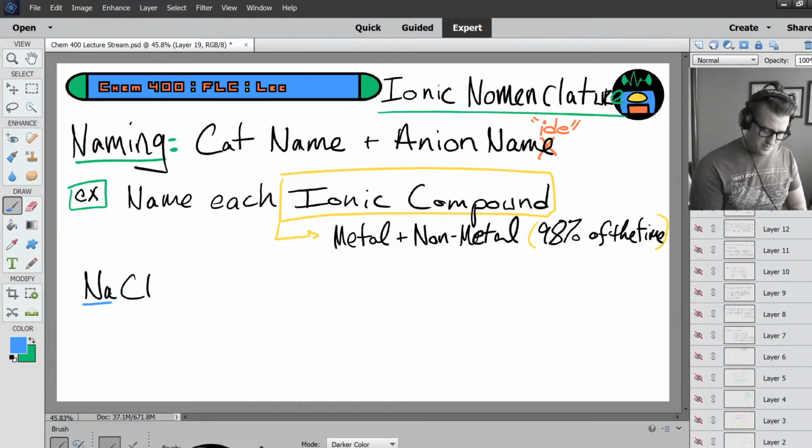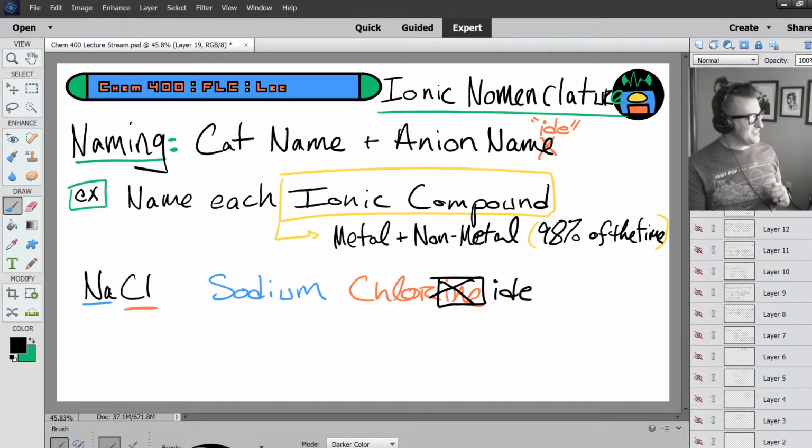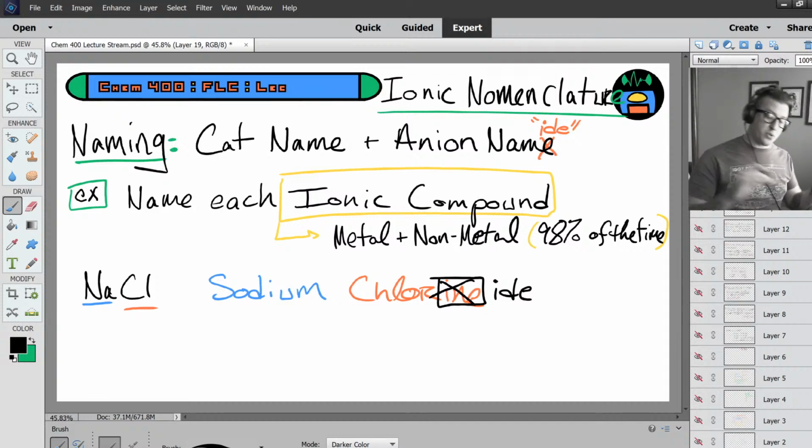Na is the metal sodium. Cl is the nonmetal chlorine. But we're going to axe that ending and call it chloride. Salt. Very good. This is table salt. Chemical formula NaCl, name: sodium, not sodium chlorine, sodium chloride.